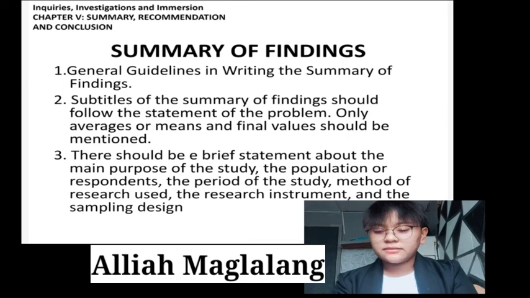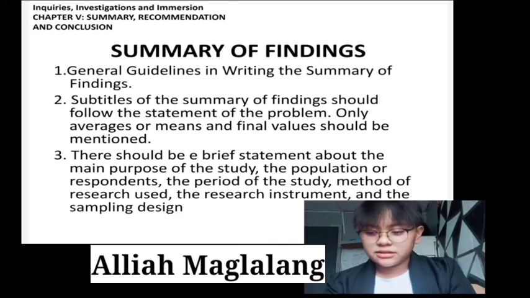General guidelines in writing the summary of findings. First, the subtitles of the summary of findings should follow the statements of the problem. Only averages or means and final values should be mentioned. Third, there should be a brief statement about the main purpose of the study, the population or respondents, the period of the study, the method of research used, the research instrument, and the sampling design.